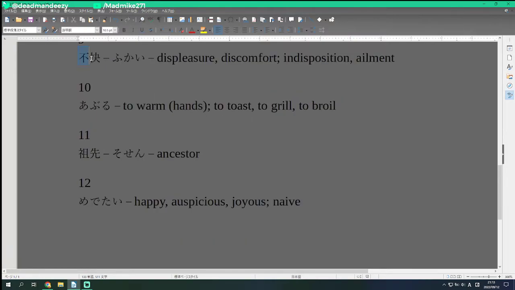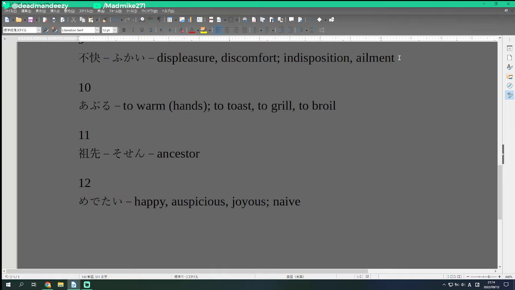Number 9 is fukai. Fu on the left side means not or anti, and kai on the right side means pleasurable or joyous. So fukai means displeasure, discomfort, indisposition, or an ailment. Fukai is not pleasant or displeasure.